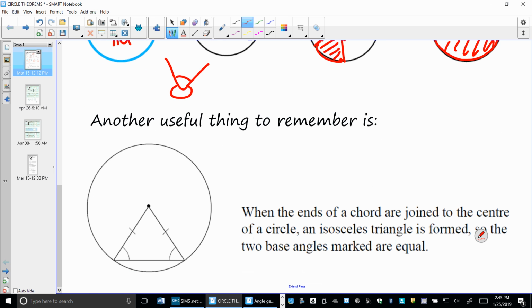Right, another useful thing to remember is that if you've drawn 2 of these, that means that you have actually formed an isosceles triangle because these 2 legs have to be the same, so they both come from the center. Therefore, this would be an isosceles triangle, which means that these 2 bad boys are equal to each other. Okay? So when we're looking at circle theorems, you are always looking out for certain features that they've shown you to help determine which angle reason we're looking at. Okay?